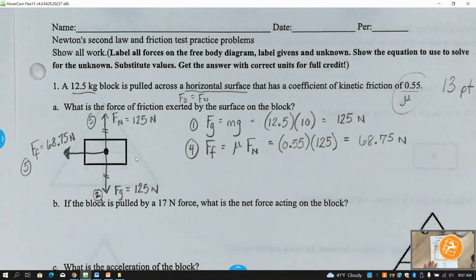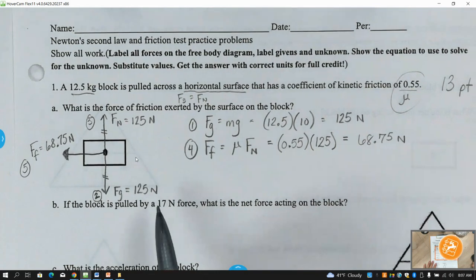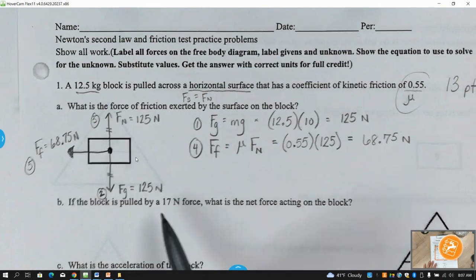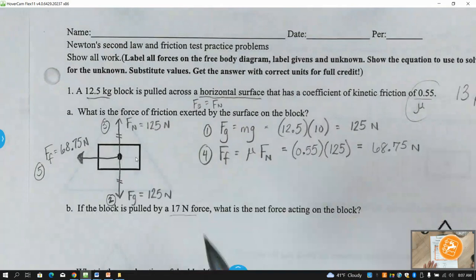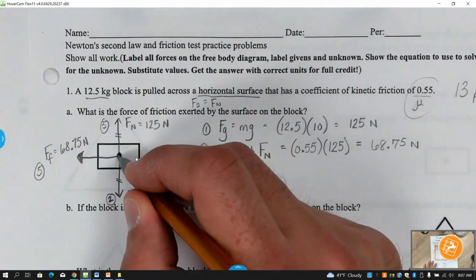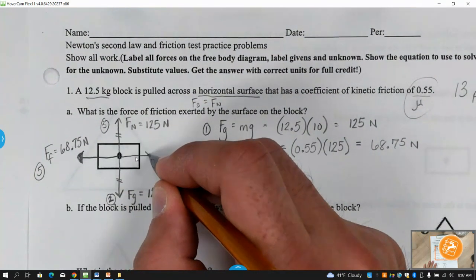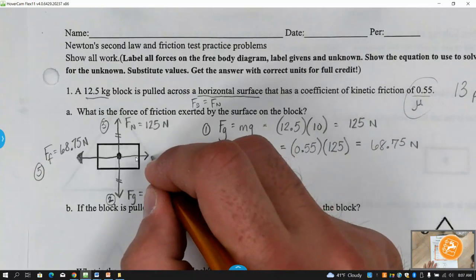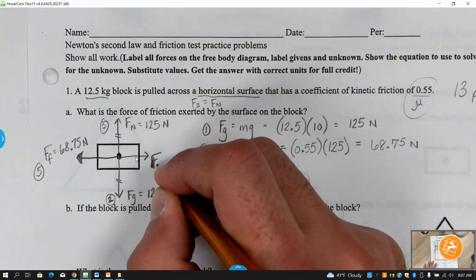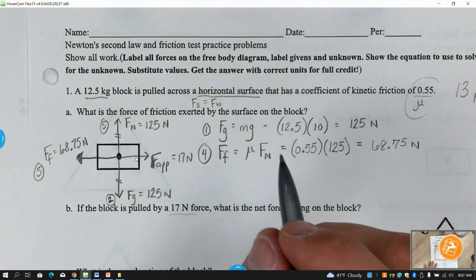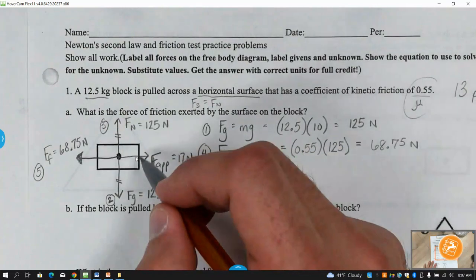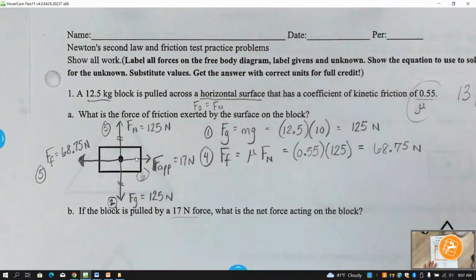Now, I can't really do anything else right here in part A. Not just yet. But part B says if the block is pulled by a 17 newton force, remember, a push or a pull, that is an applied force. So we're going to say that's going to the opposite direction. We're going to make this a little bit smaller. And F applied is 17. So that would be your step 6 to draw that in.